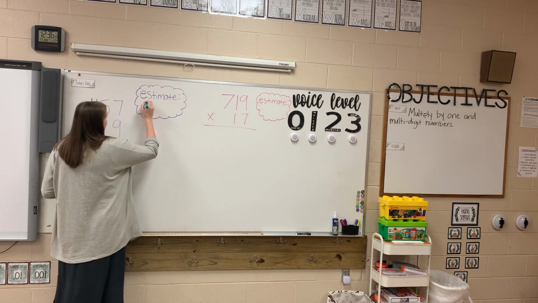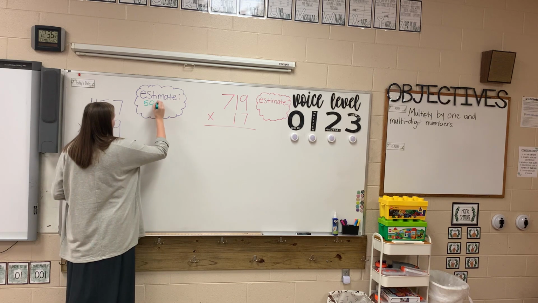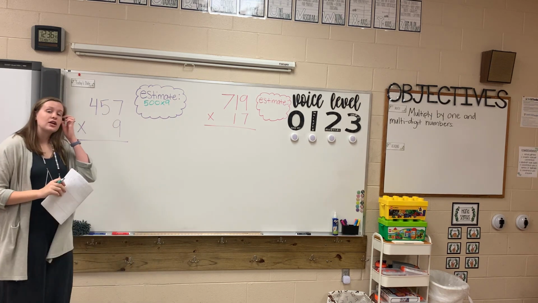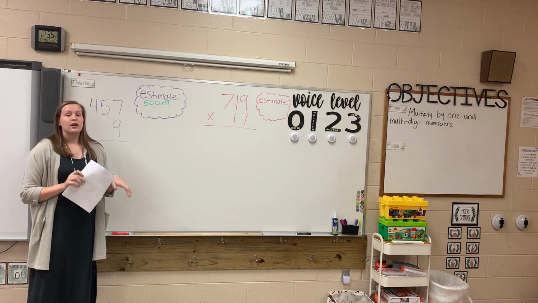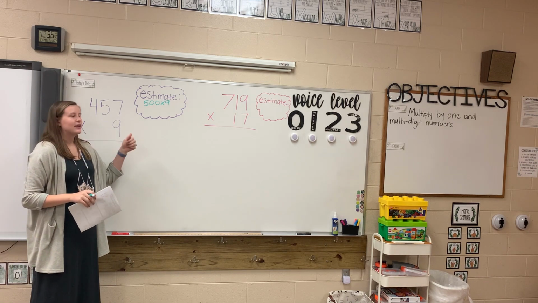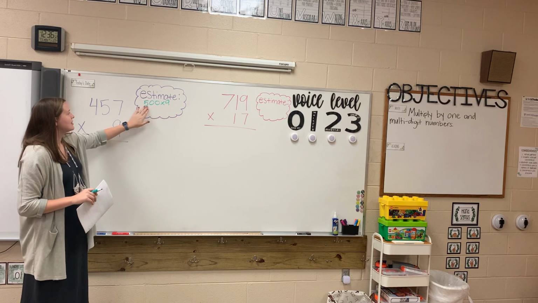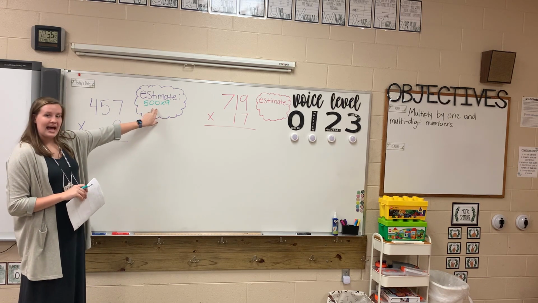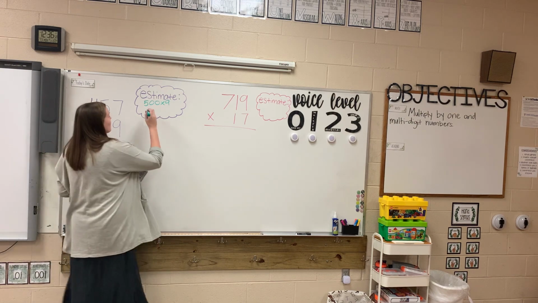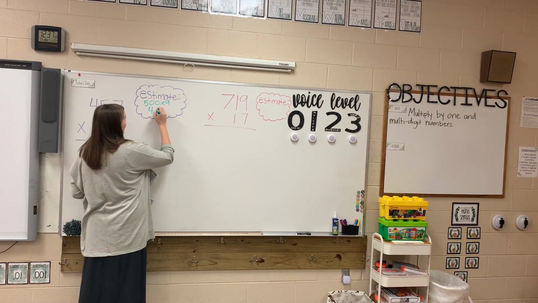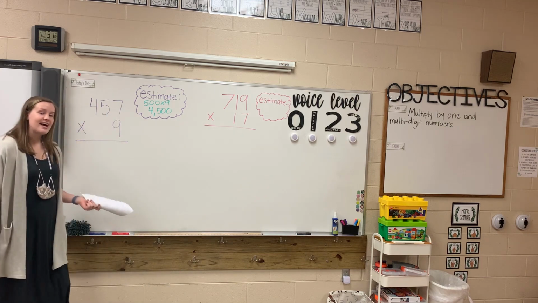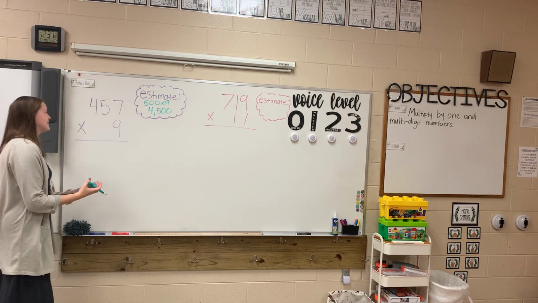So in order to get an estimate, we're going to do 500 times 9. Well, we just learned in our last video how to use our basic facts to figure this out pretty easily, right? So 9 times 5 is 45, and how many zeros do we need to add? 2. So our estimate is 4,500. Let's work this out and see just how close our estimate was.